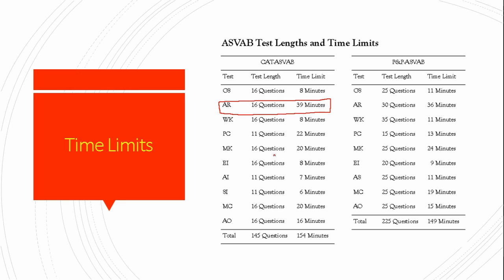In case you don't know what Computer Adaptive Test means, it means your first question is moderate in terms of its difficulty. If you get it right, the next question's slightly harder. And if you get it wrong, the next question that you receive is slightly easier. And it pretty much progresses like that throughout the test.